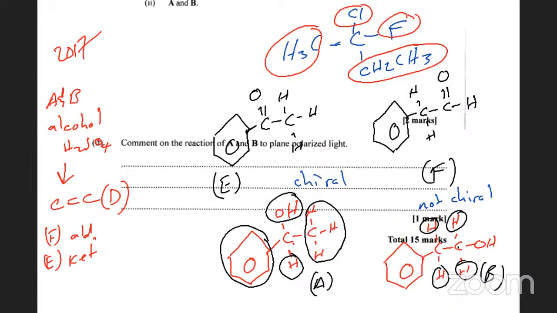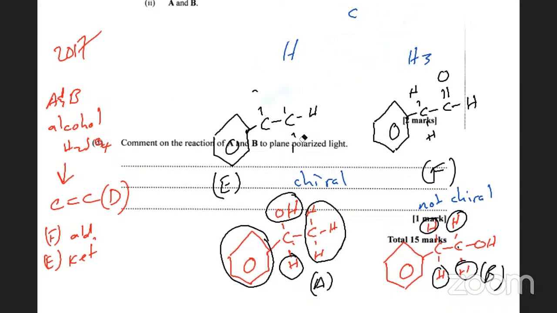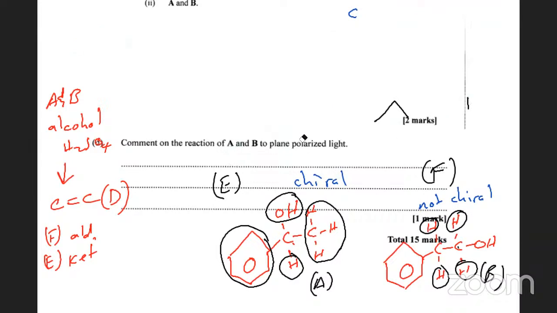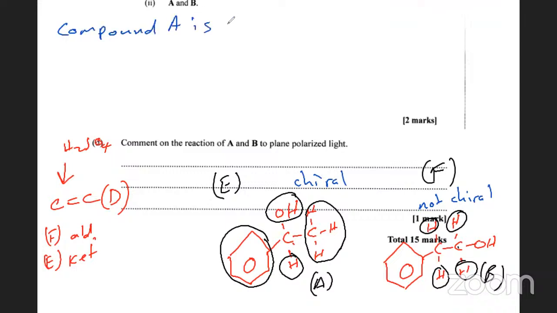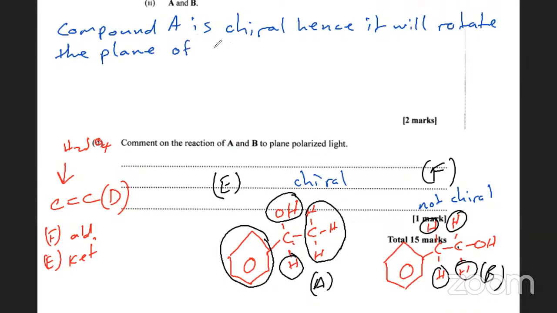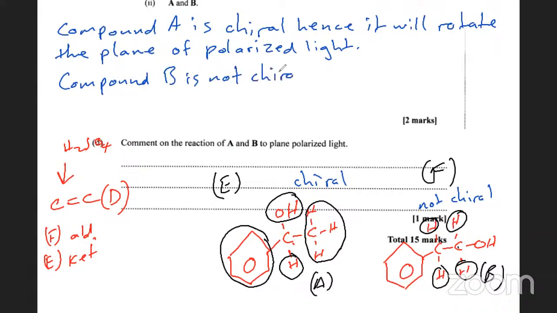The final question is to comment on it. So let me just put it up at the top. So all I would say, compound A is chiral, hence it will rotate the plane of polarized light. And compound B is not chiral, so it will not rotate the plane of polarized light.